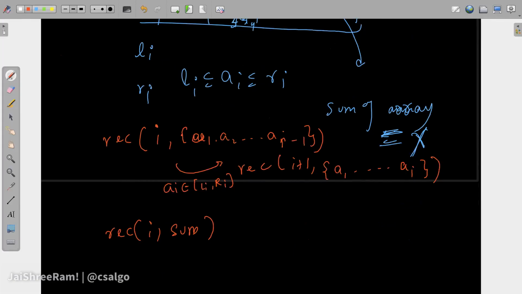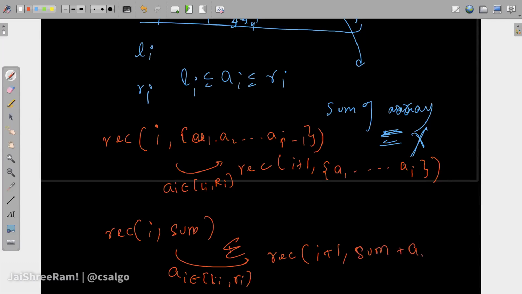So how many ways are there? I can put the ith element as any a of i belonging to li to ri. It's a summation over all such recurrences, all possible ways to go to recurrence of i plus 1 comma sum plus a of i. Is this clear to all? When you're counting, you do a summation. When you're taking a max, you take a max. That's it, right? Is this clear to everyone? Can I get a +1? Because that's the whole thing in this problem.